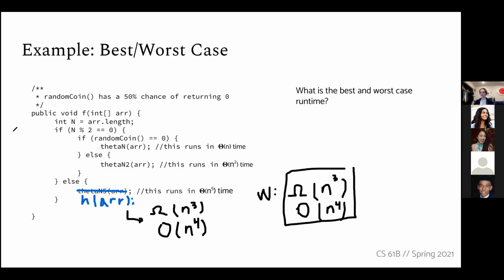Just want to ask, what did you write in blue? I wrote in blue just some function called h of array. Sorry, my handwriting's not the best, but this is just saying, say we have some function h and it takes in some input array, which we pass in, and say that this function h is described by these bounds. So it has a big omega of n cubed and a big O of n to the 4th. Oh, okay, I get it. Thank you. So in this case, the worst case would be described by big omega of n cubed and big O of n to the 4th.